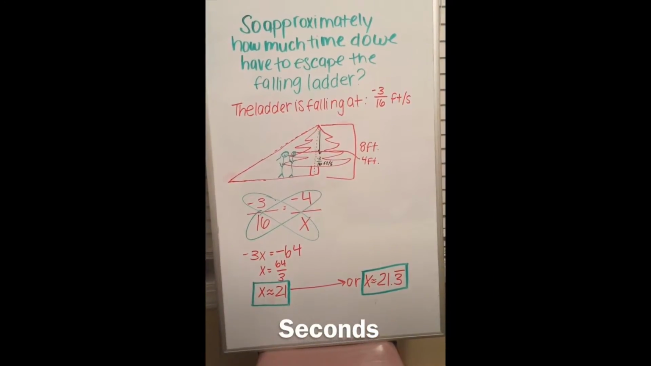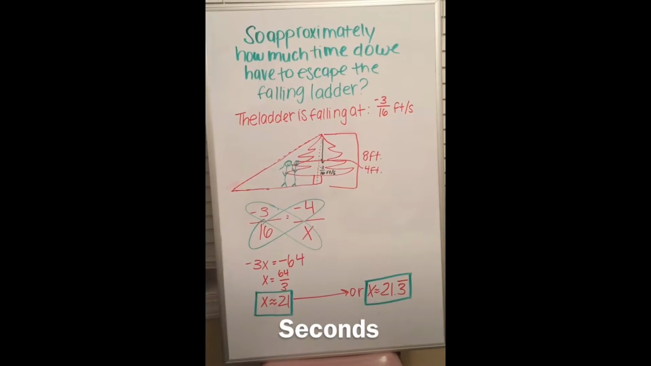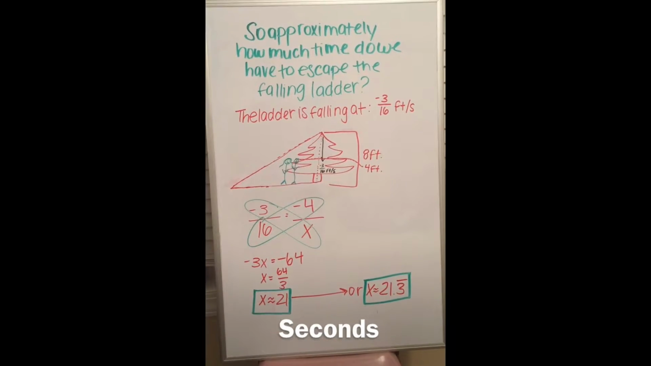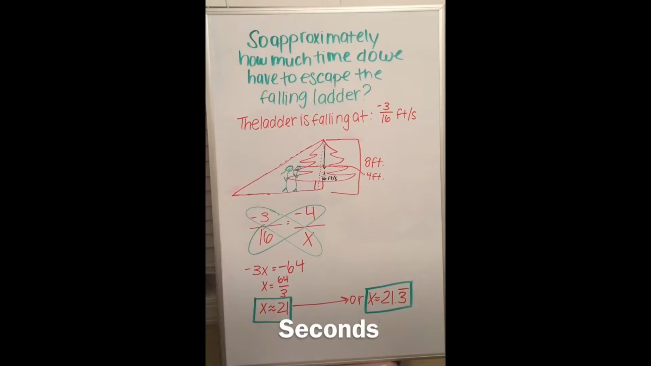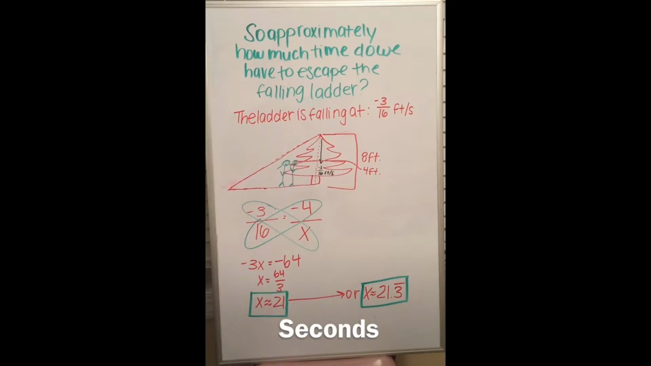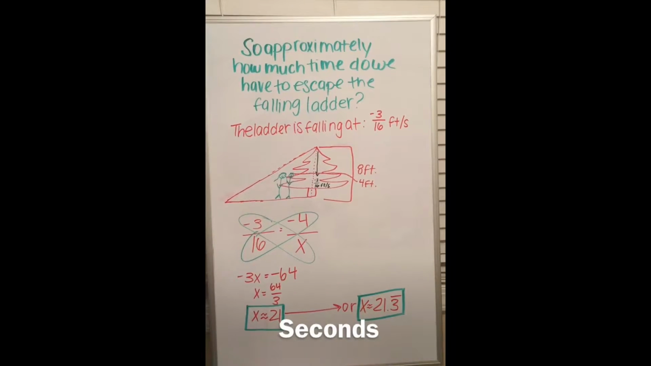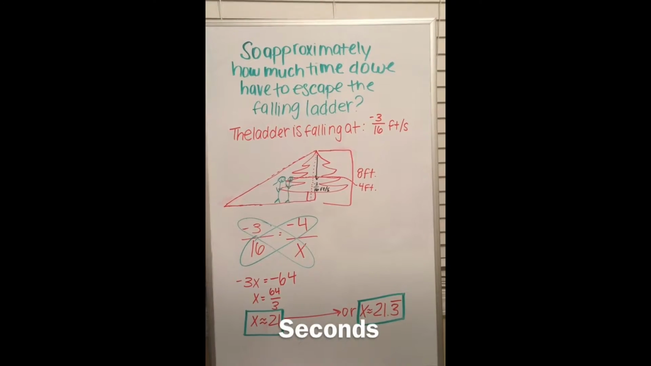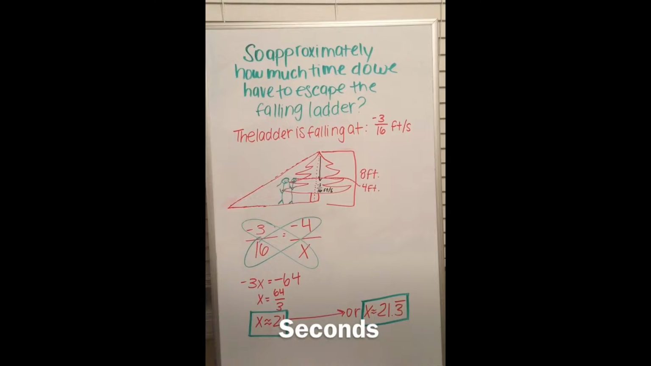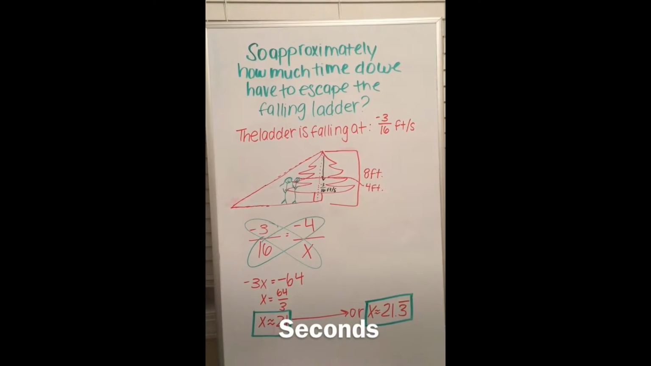Now that we know the ladder is falling at -3/16 feet per second, we want to know approximately how much time the children have to escape the falling ladder. In the picture representation, 2 children are standing at the base of the tree, and the top point of the children reaches 4 feet, or the middle of the tree, which is the distance that they can reach.